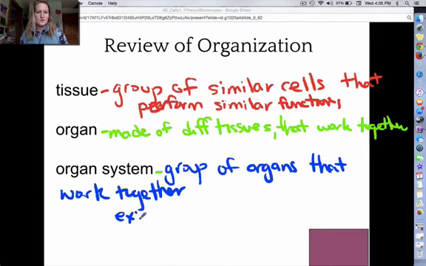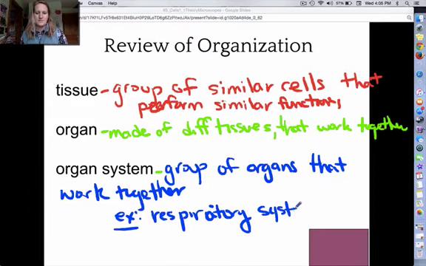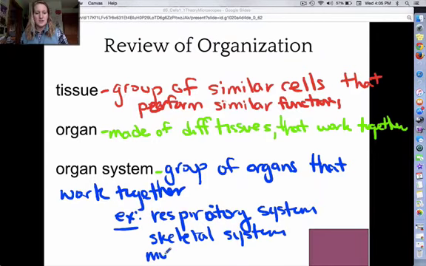An example of organ systems would be the respiratory system, your skeletal system, your skeleton, your muscular system. Okay, lots of different systems.